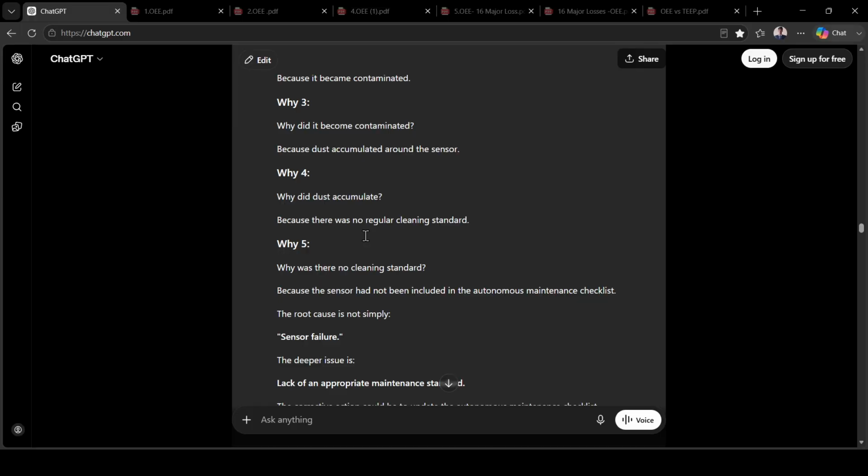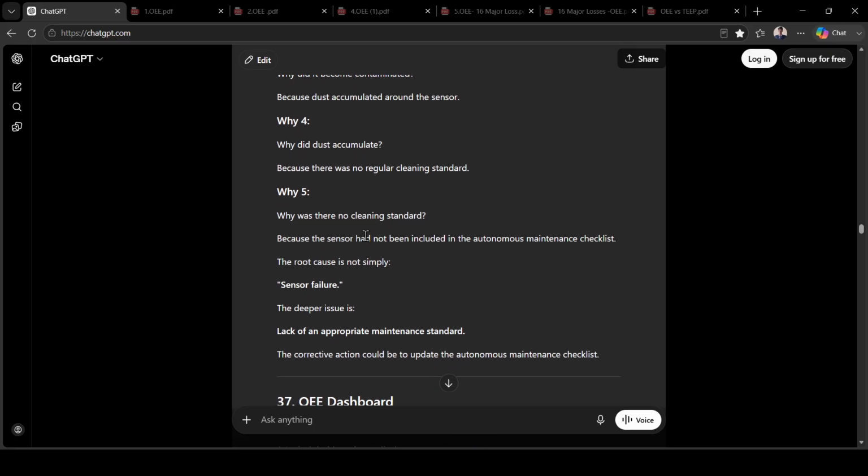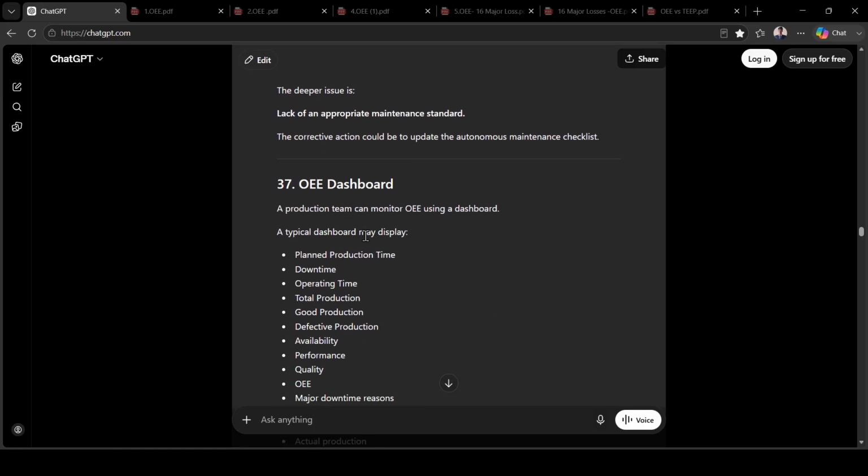The root cause is not simple sensor failure. The deeper issue is the lack of an appropriate maintenance standard. The corrective action could be to update the autonomous maintenance checklist.